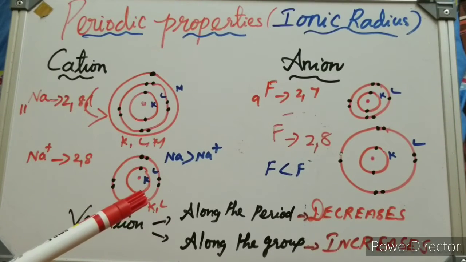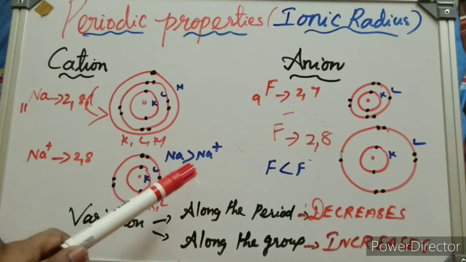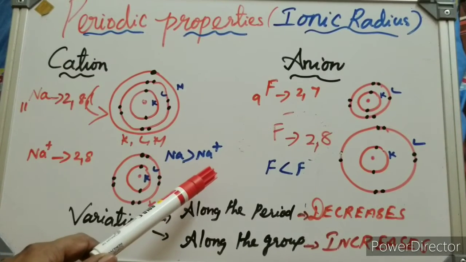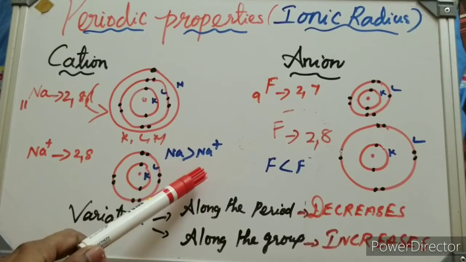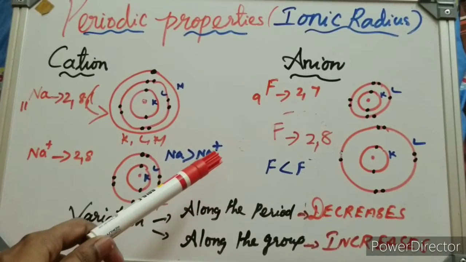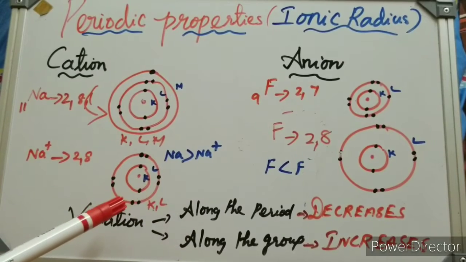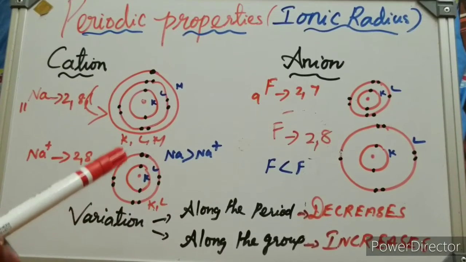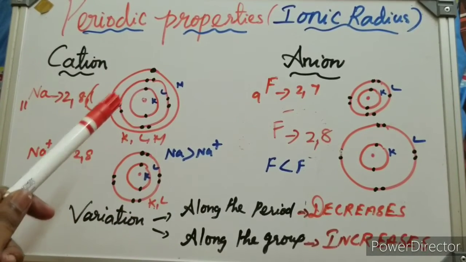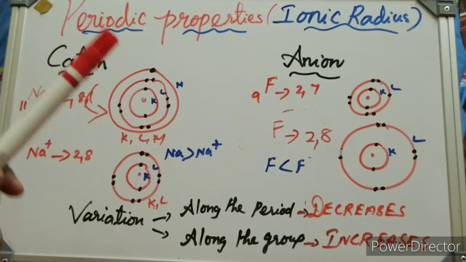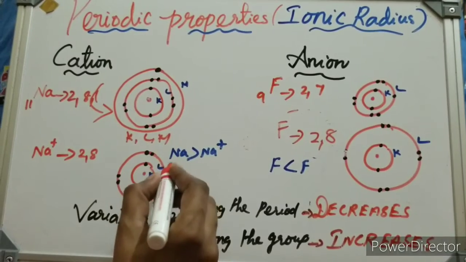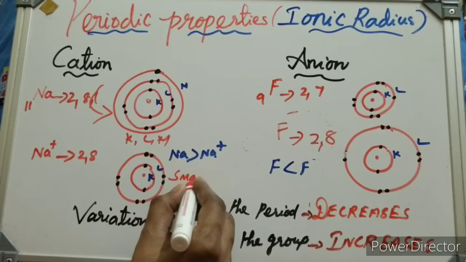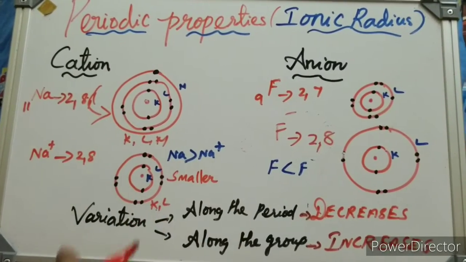In general, compared to the neutral atom, the cation is always smaller in size, due to the decrease in the number of shells and also due to the loss of electron from the valence shell. So the size of the cation is always smaller than the neutral atom.